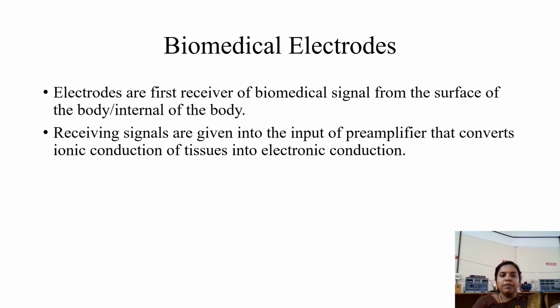As we know, an electrode is a device that converts the biomedical signal into an electronic signal. For measuring the bioelectric signals from the human body, we are using various types of electrodes in the medical field. So what are the various types of electrodes? We are going to discuss in detail here.